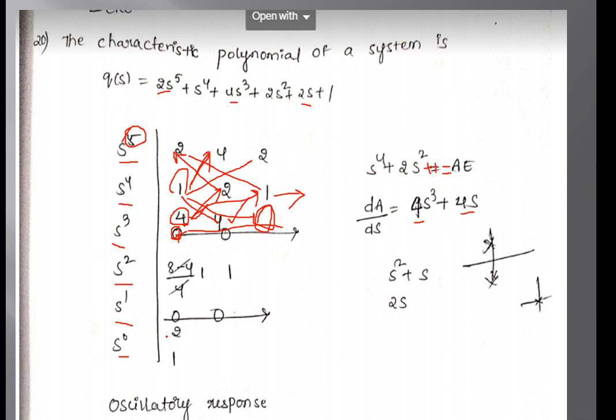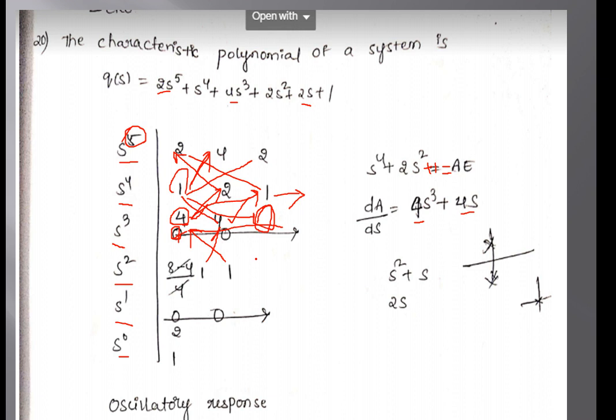And again you have to do the next row. So here also the same procedure. First 1 into 4 is 4, and minus again 1 into 4. So 4 minus 4 is 0 by 1, which is 0. And again you have to do the same thing. So here you are getting the 0 only. So again you are getting the row of zeros.